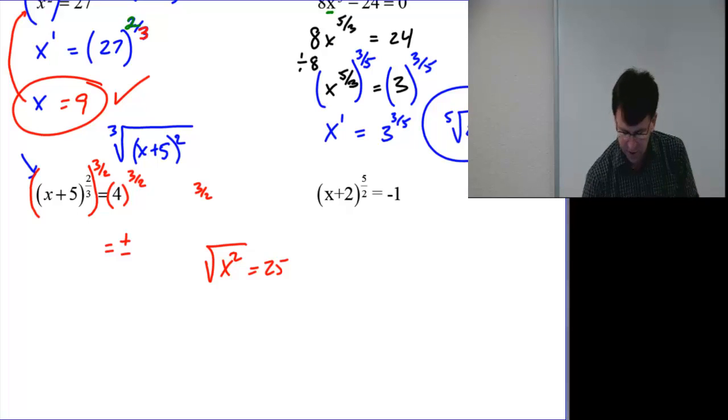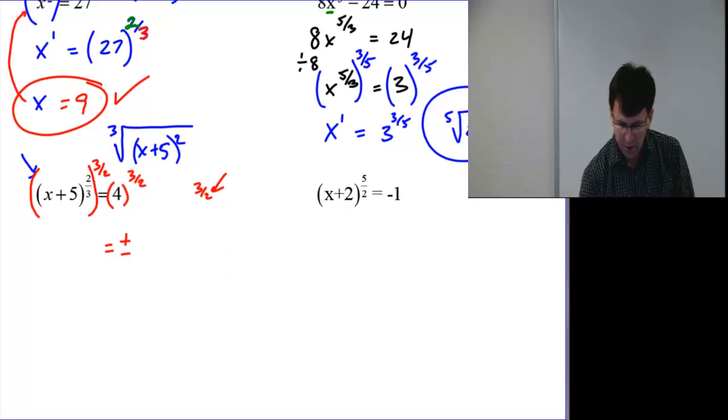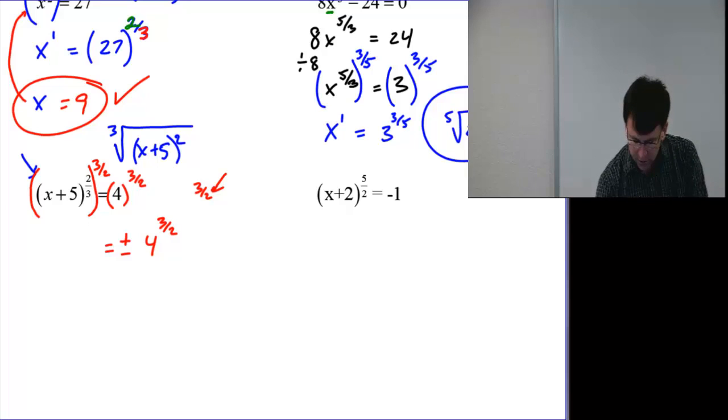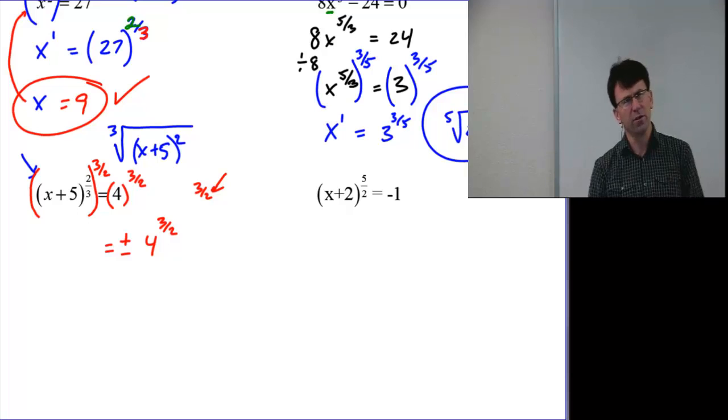The second you write that square root, right there, that 2, I've actually written a square root down on my paper. So I need to be true to that. So I ended up with a plus or minus 4 to the 3/2. Now, what is 4 to the 3/2?